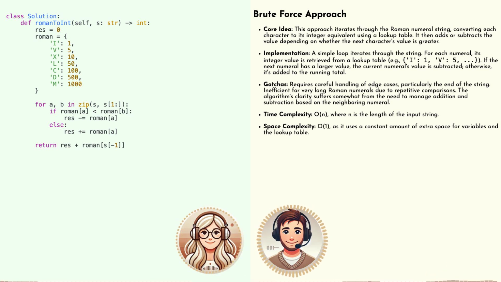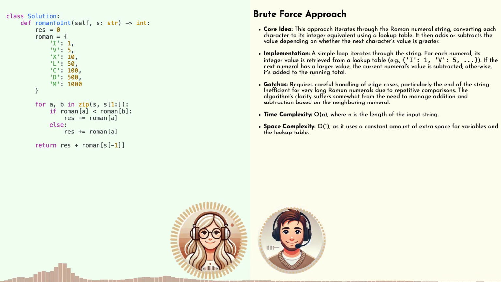And C is still less than M. Yeah, so in another subtractive case, we subtract 100 from 1,000, get 900 again, and add that to our running total, which is now 1,800. Right, and we just keep going like that, comparing and handling XC, which is 90, and IV, which is 4, and eventually we land at our correct integer value of 1994. This brute force method seems pretty straightforward.